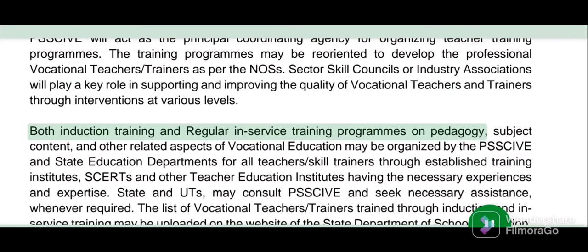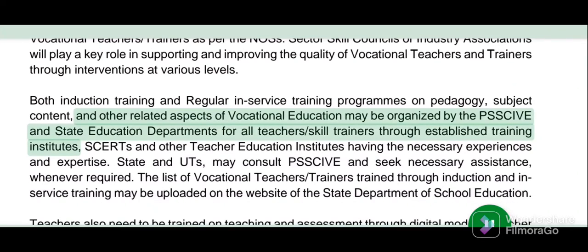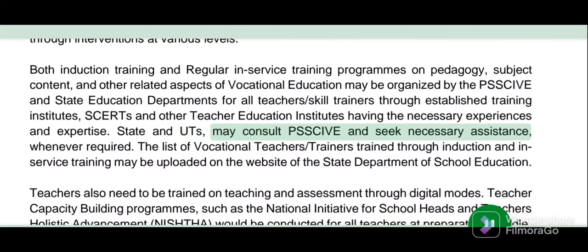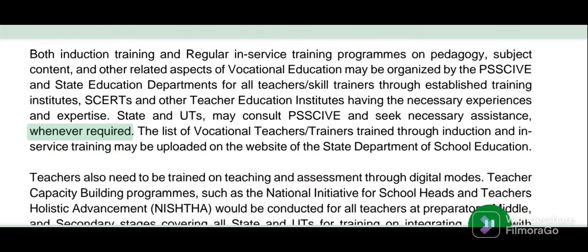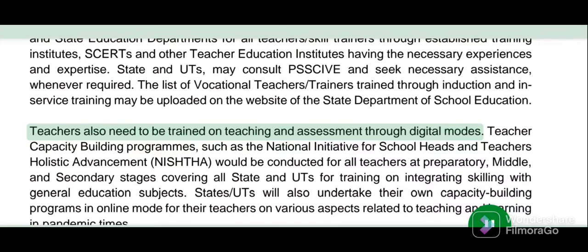Both induction training and regular in-service training programs on pedagogy, subject content, and other related aspects of vocational education may be organized by the PSSCIVE and state education departments for all teachers skill trainers through established training institutes, SCERTs and other teacher education institutes having the necessary experiences and expertise. State and UTs may consult PSSCIVE and seek necessary assistance whenever required. The list of vocational teachers trainers trained through induction and in-service training may be uploaded on the website of the State Department of School Education. Teachers also need to be trained on teaching and assessment through digital modes.